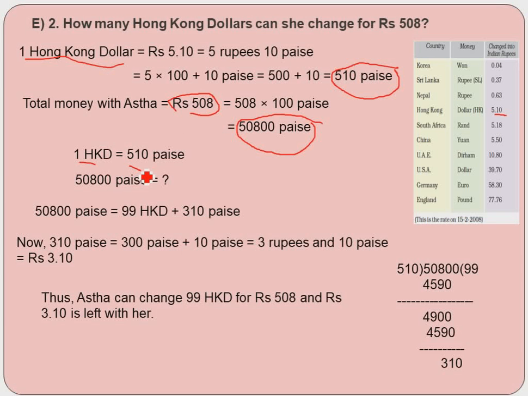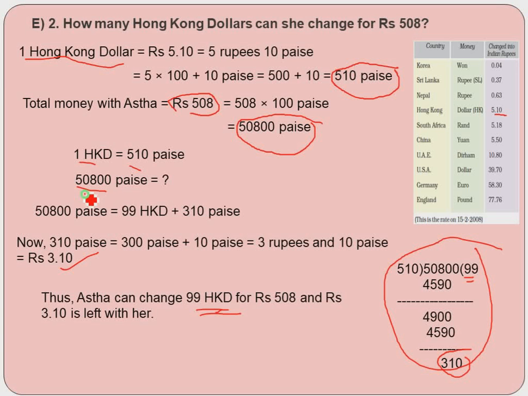So 1 HKD is 510 paisa. So 50,800 paisa is how many HKDs? If I divide it, I will get it. When I divided, I got 99 HKD and 310 remaining. Again I can't go further, so I stopped there. So 310 paisa means 3 rupees 10 paisa. So she will get 99 HKD and 310 paisa.